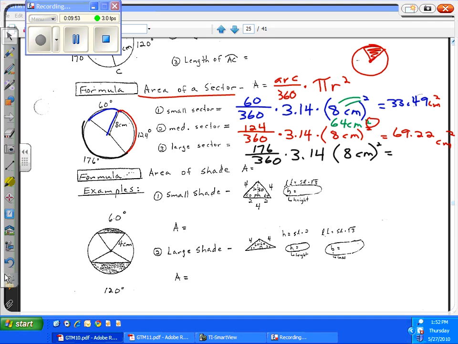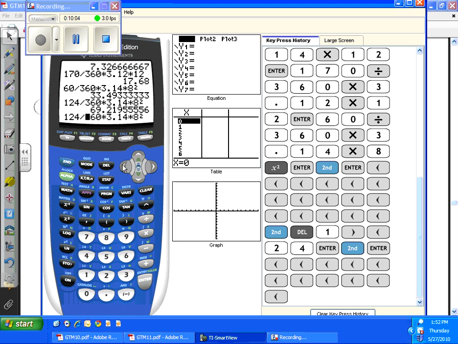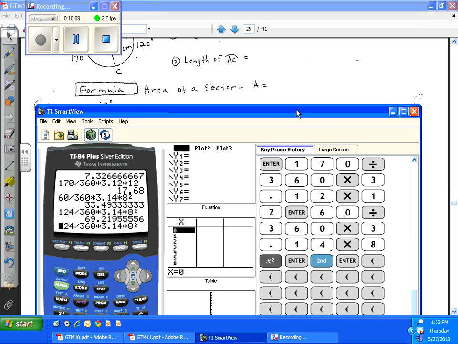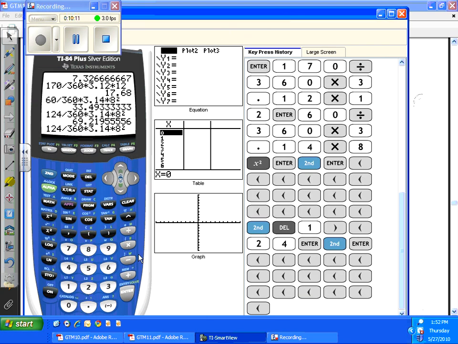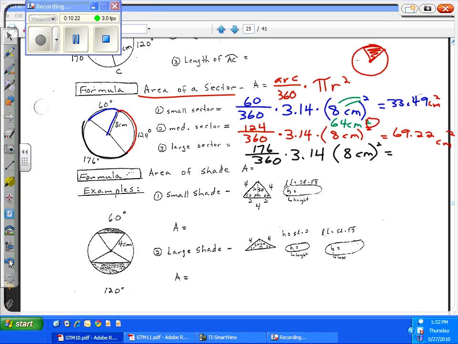So we need 176 divided. We're going to go back to the calculator. We're going to hit second enter again, which is entry. We'll change that to 176, whatever it was. Six. Everything else is the same. We hit enter. 98.25. 98.25 rounded. Centimeters square, or square centimeters. Okay.